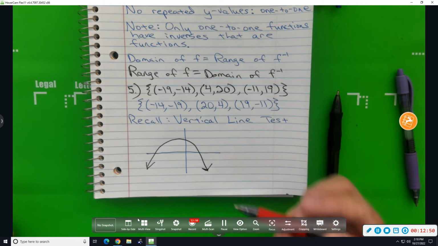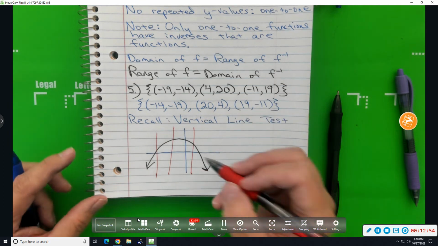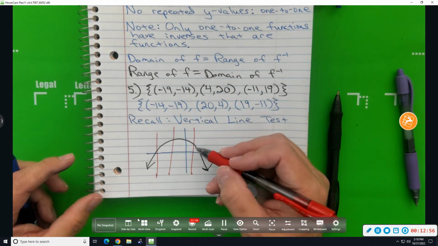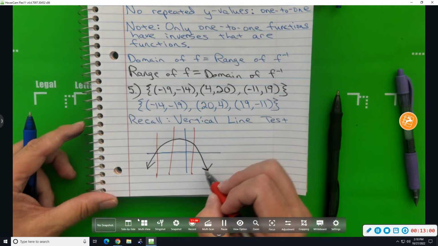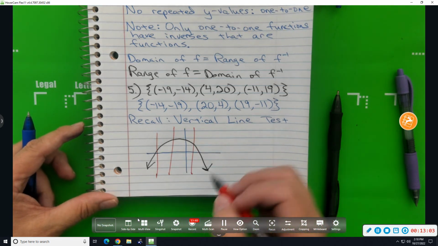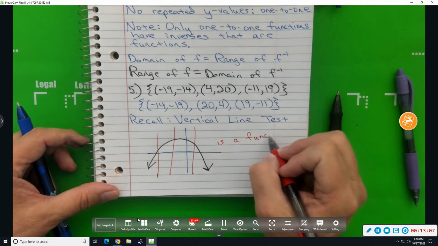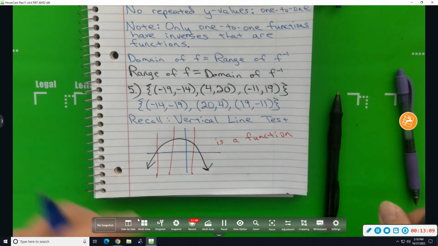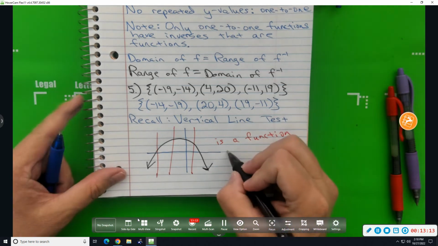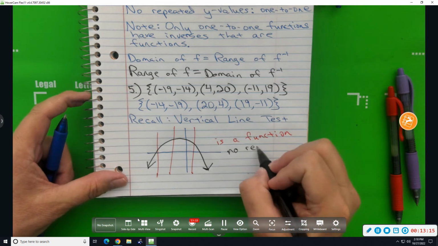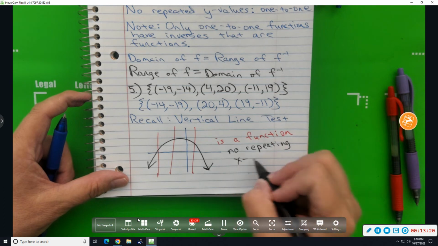So what do y'all think here? Is this a function? Yes. It doesn't matter where you draw that vertical line, you're not going to hit it in more than one spot. So this black graph that I drew, a parabola opening downward, is a function. It doesn't have repeating x values. That's correct. I'm going to write that down. No repeating x values.